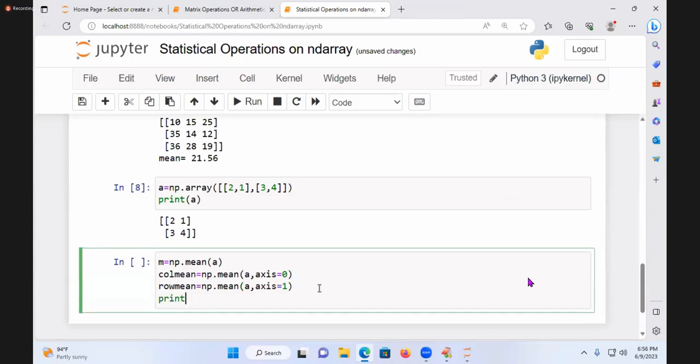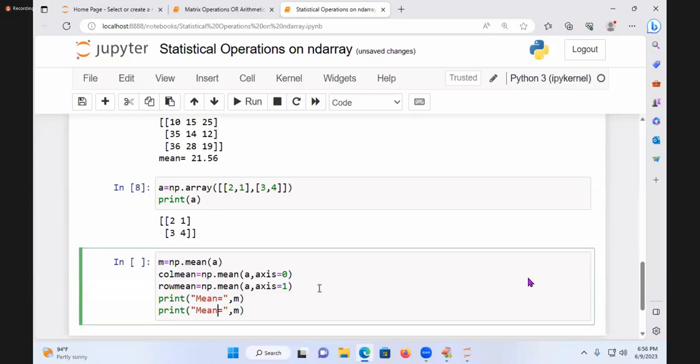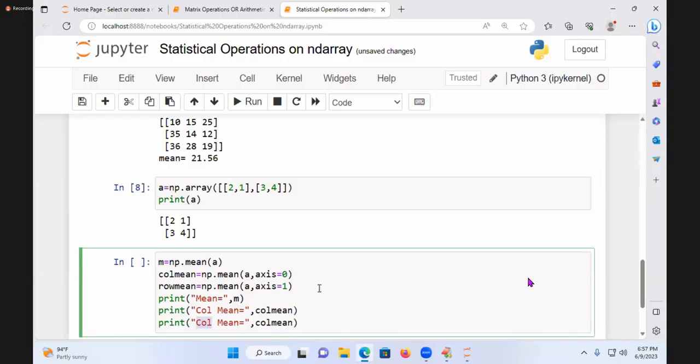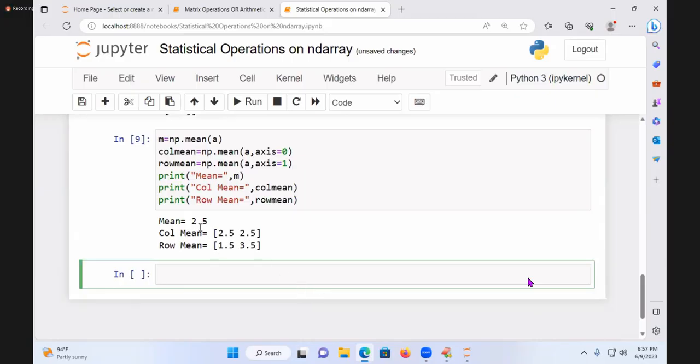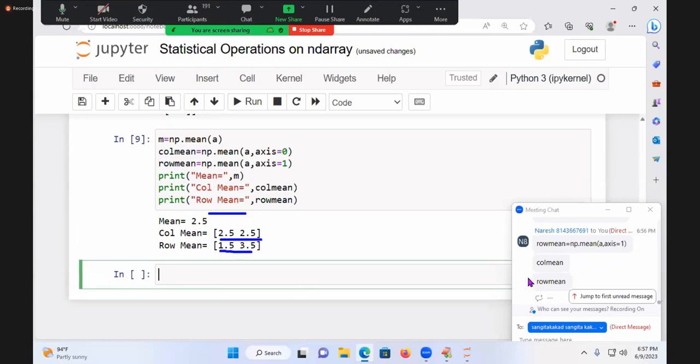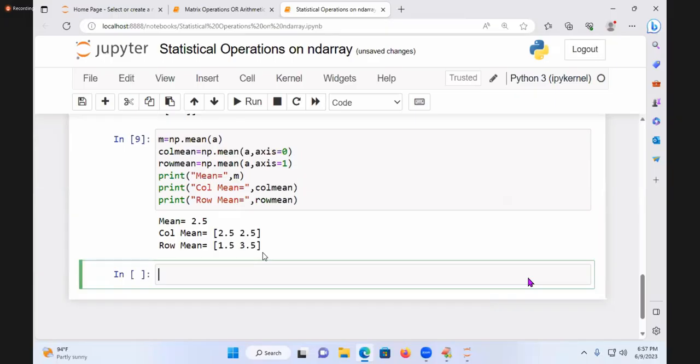I'll print it. Mean is equal to, comma, mean. Next, column mean is equal to column mean. Next I'm going to write row mean. I'm going to take up row mean. See the answer now, 2.5. And observe it, this is the column and this is the row. Are you following?